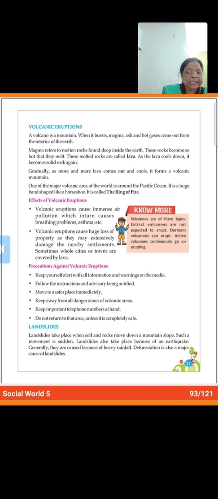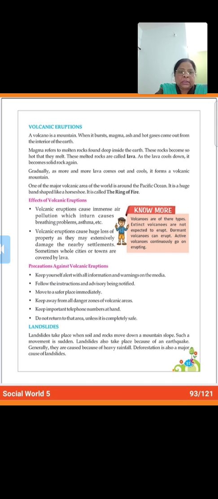And then second point is volcanic eruptions cause huge loss of property as they may extensively damage the nearby settlements. Sometimes whole cities or towns are covered by lava. You know, always when any natural calamity takes place, it damages property, plus we face loss of life also. Deaths are also experienced.